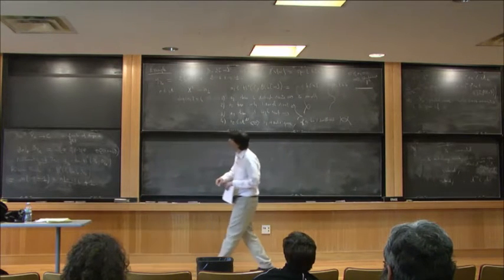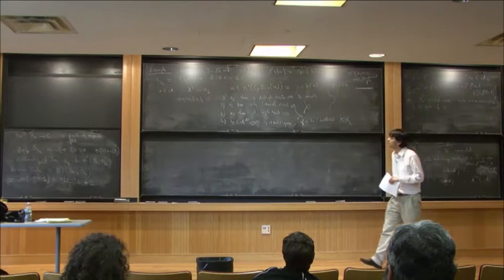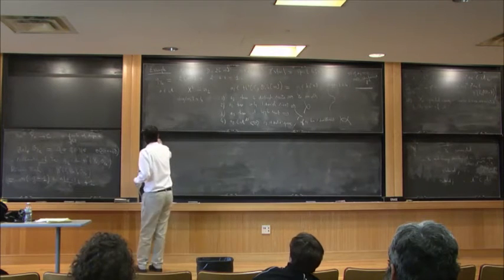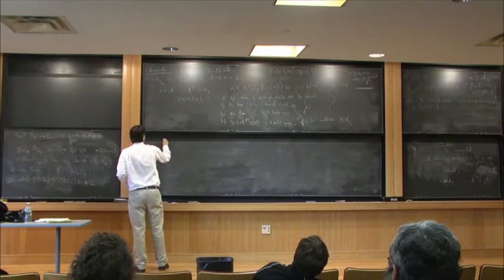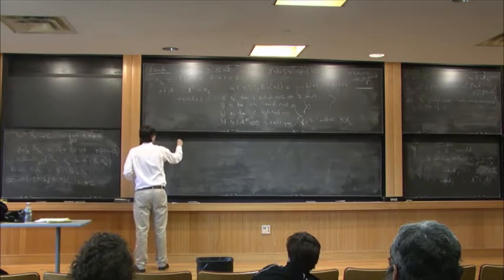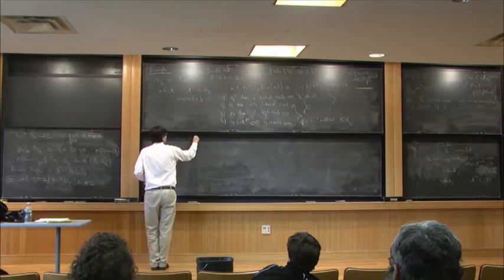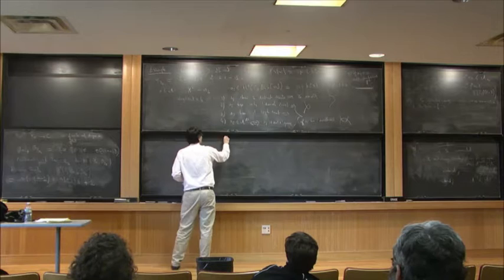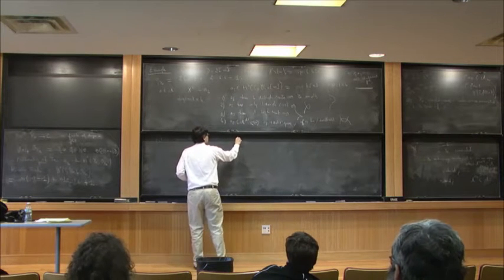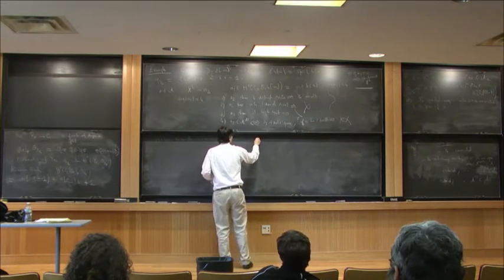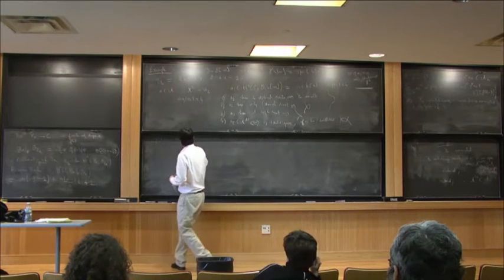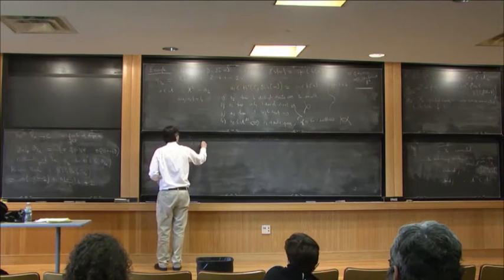Now the spectral curves are really very useful because of the following Hitchin-Beauville-Narasimhan-Ramanan correspondence. So H, B, N, and R.